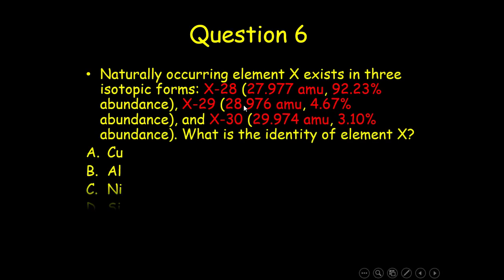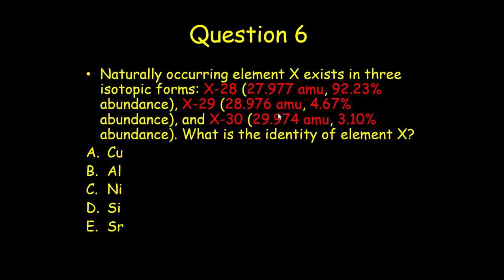Question 6. Again, the same question. Naturally occurring element X exists in three isotopic forms: X-28, 27.977 AMU, 92.23% abundance; X-29, 28.976 AMU, 4.67% abundance; and X-30, 29.974 AMU, 3.1% abundance. But this time it asks what is the identity of the element X. Cu, Al, Ni, Si, Sr.